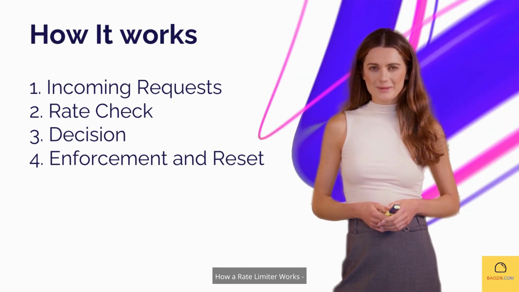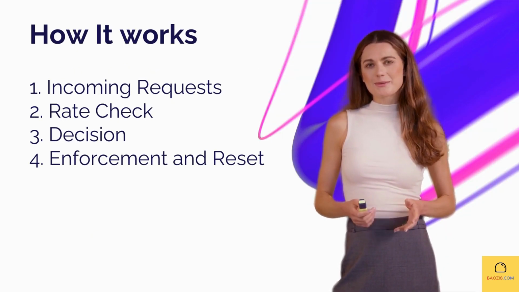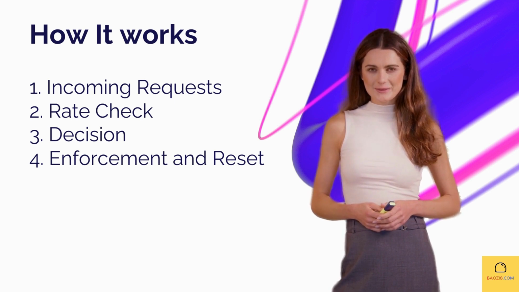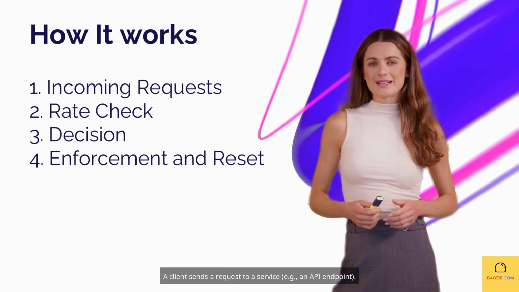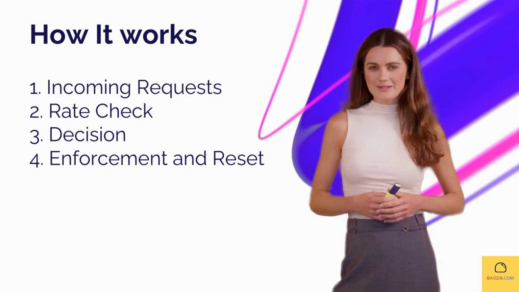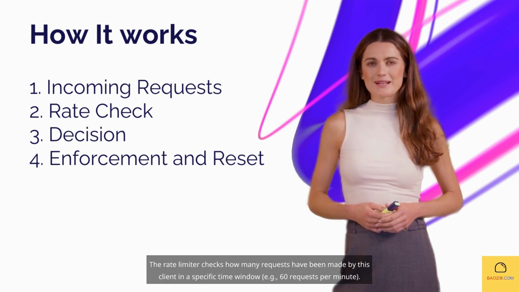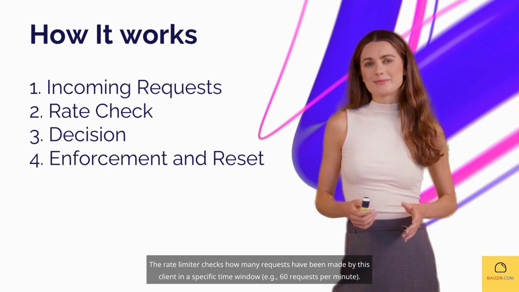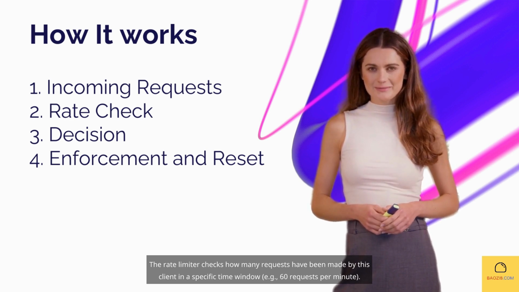How a rate limiter works. 1. Incoming requests. A client sends a request to a service, e.g., an API endpoint. 2. Rate check. The rate limiter checks how many requests have been made by this client in a specific time window, e.g., 60 requests per minute.